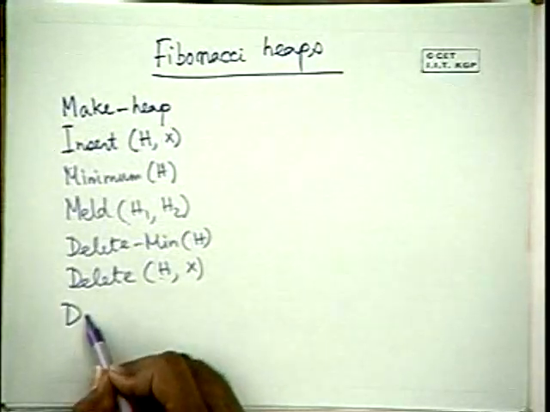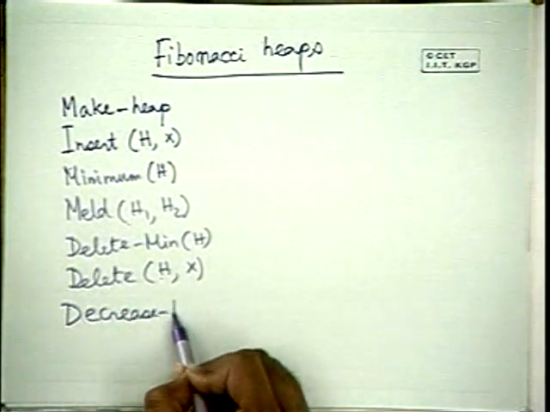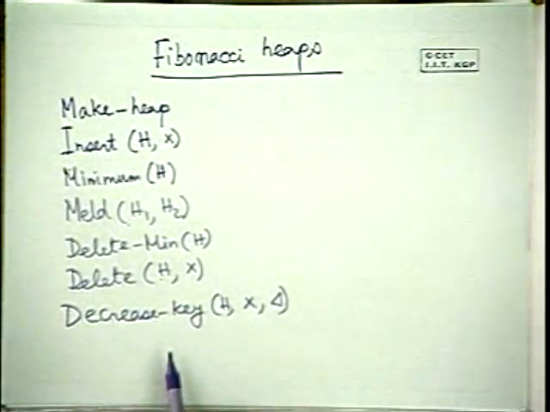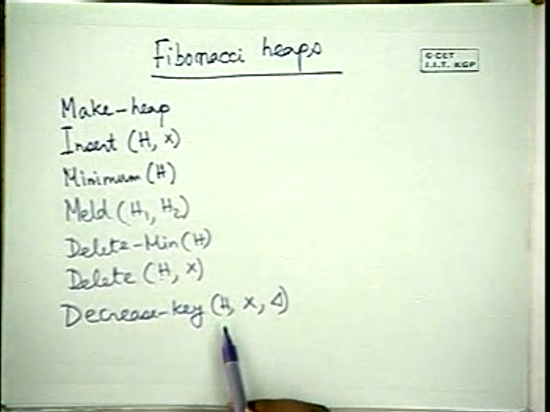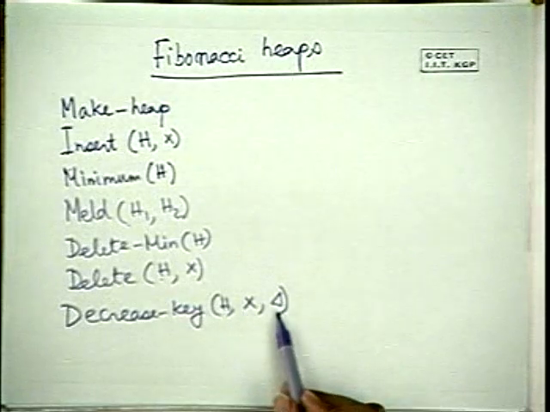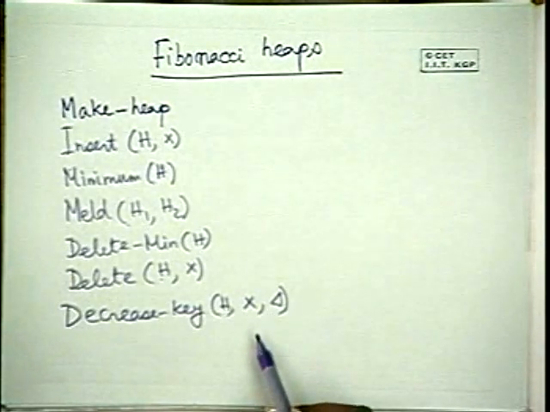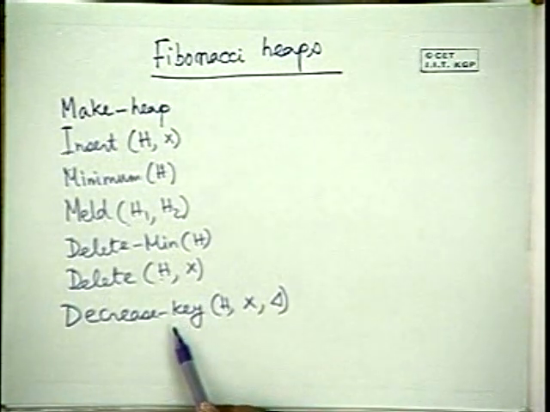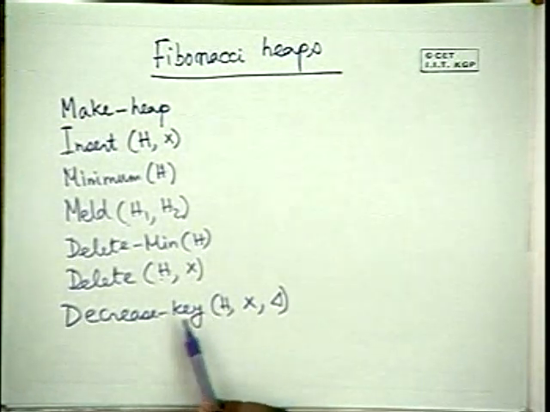Now there is another operation which is very important, decrease key H, x, delta. It takes the heap H, decreases the key value of X by delta amount and restructures the heap. So this is the decrease key. If you go back to the heap structure, there also you can have this. Given a pointer to a node, you decrease its value, then you restructure the heap. You go up or down depending on how you have constructed the heap.